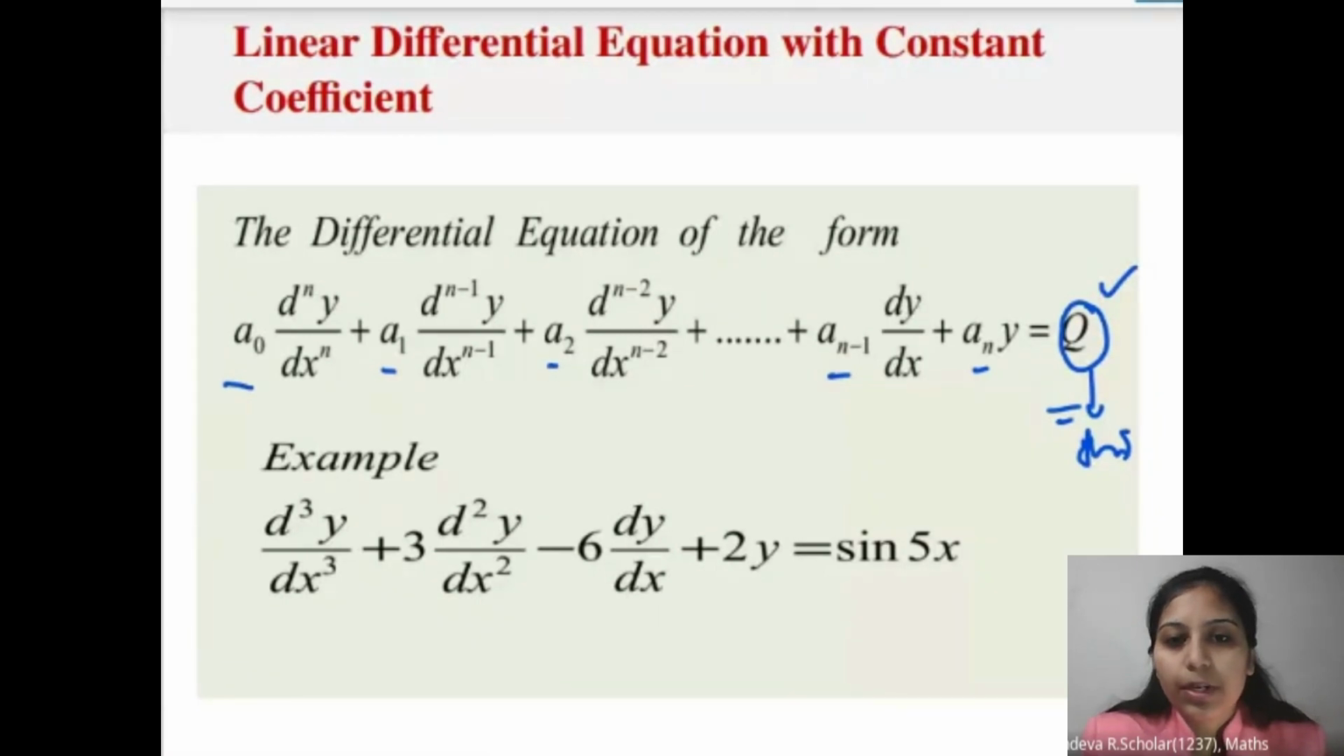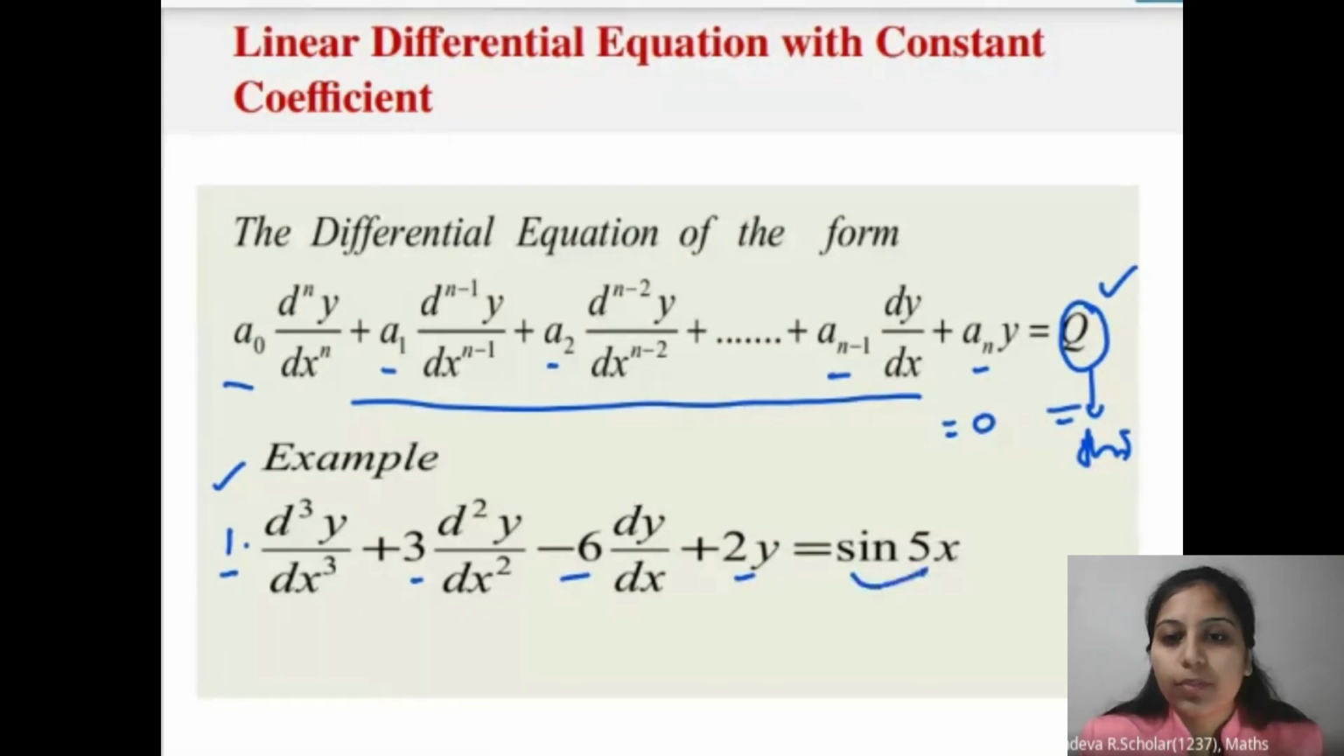We can write the corresponding homogeneous equation just by letting this equation equal to 0. For example, we have the equation d cube y upon dx cube plus 3 d2y upon dx square minus 6 dy upon dx plus 2y is equal to sine 5x. Here we can see this is a third order linear differential equation. The coefficients 1, 3, minus 6 and 2 are all constants, and sine 5x is the function of x in place of q. So we can call it a linear differential equation with constant coefficients.